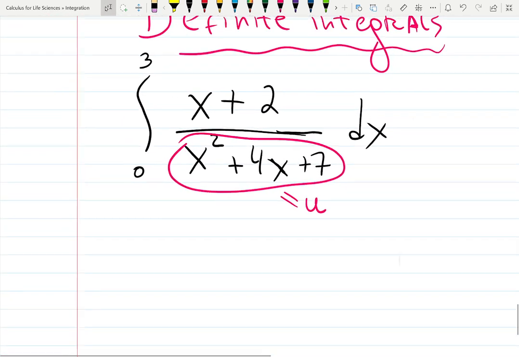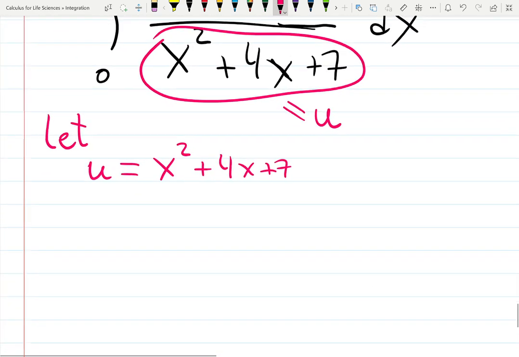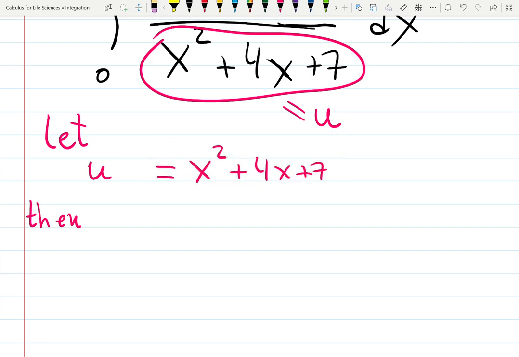If this is U, let's see if it works. I'm choosing U to be x squared plus 4x plus 7. Again, let's one more time have this nice notation. Let U be this, then everything else comes from this choice you made. Now there will be more things than just du. Du is the derivative of u. Du is 2x plus 4.